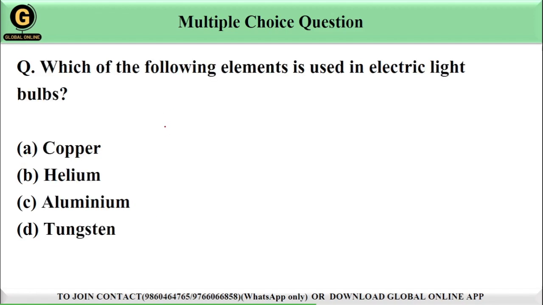Let's move to the next question. Which of the following elements is used in electric light bulbs? Options are given: option A, copper, option B, helium, option C, aluminium and option D, tungsten. Guys, the correct answer among the options will be option D, tungsten, because it is used in electric bulbs because it has a very high melting point, which is about 3000 degrees Celsius, and can withstand the heat generated when the bulb is lit. This allows it to glow brightly without melting. So the correct answer is option D, tungsten.